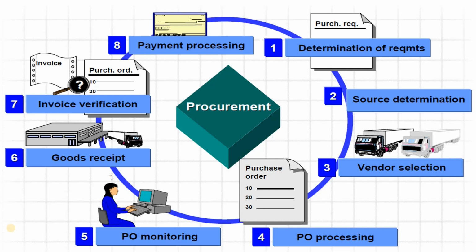Once this is done, the finance people, that is FI, will do the payment processing. So the vendor will be paid by the company, and this completes the procurement cycle. This is the general definition, or you can say the complete cycle of procurement, whether in case of direct or indirect service procurement, etc. Normally this is how the procurement cycle is conducted.